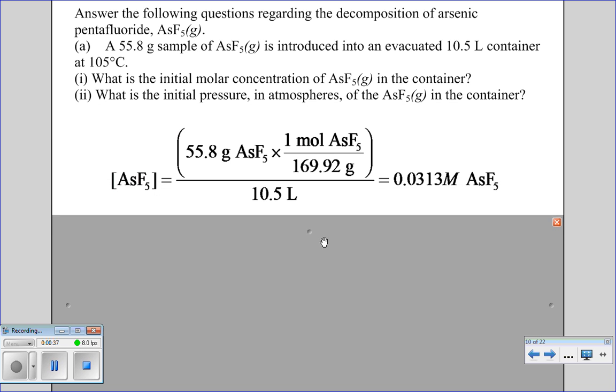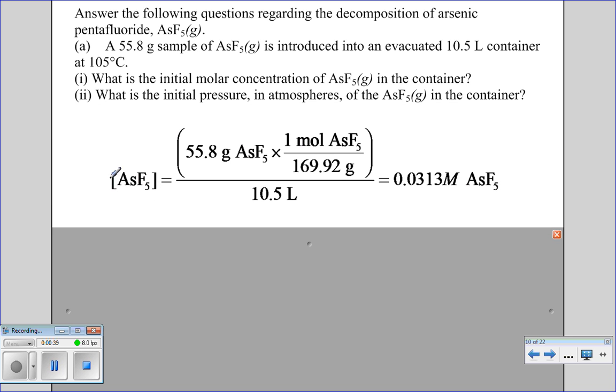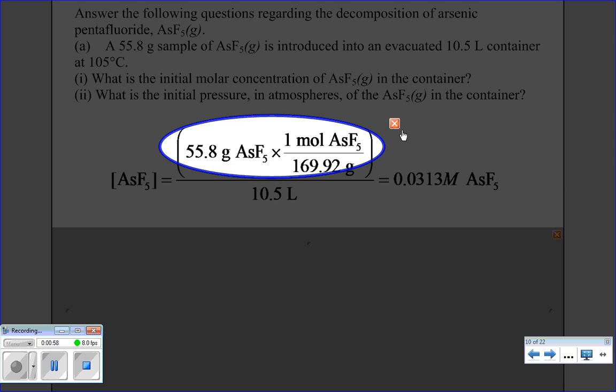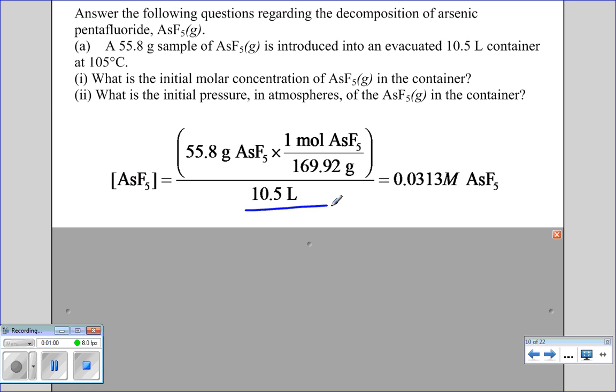So for the first one, that's simply that we take the concentration of arsenic pentafluoride would have to be the moles divided by liters. To get moles, I have to take my grams and then multiply it by 1 over the molar mass. This whole thing on the top would give me moles of arsenic pentafluoride divided by the volume that it's in, and we end up with a 0.0313 molar arsenic pentafluoride. That is part I.